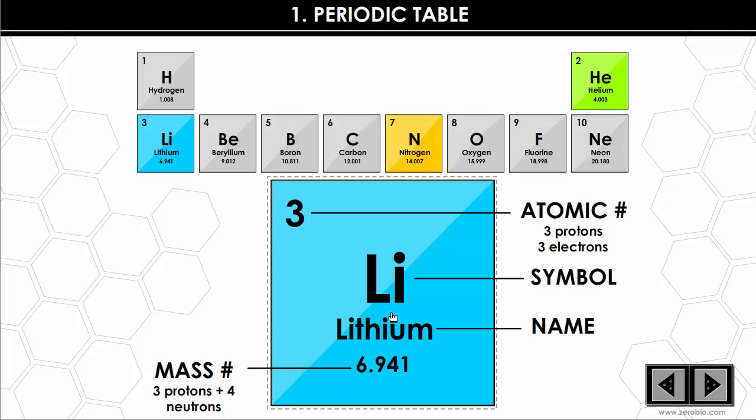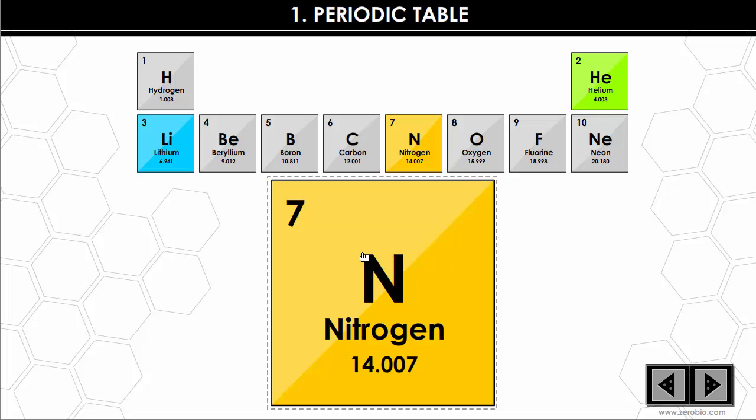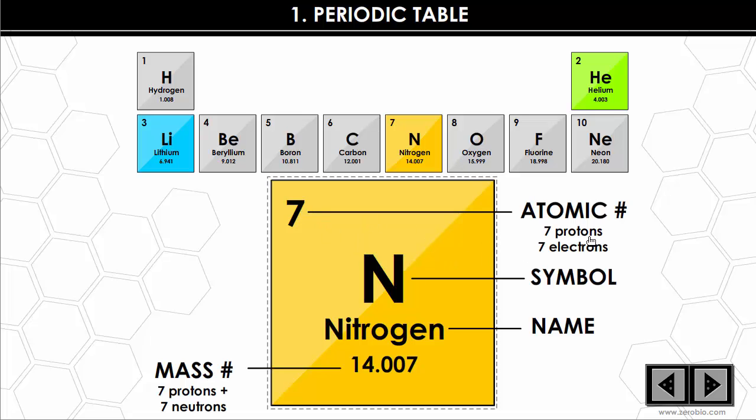So this symbol here, all this information can tell us how many protons, how many electrons, and how many neutrons are in the atom so that we can draw the Bohr diagram. Let's lastly look at nitrogen. Atomic number 7, that means 7 protons, therefore 7 electrons, symbol N, name nitrogen, mass number rounded to 14. The number of neutrons will be the mass number 14 minus the atomic number 7, and that will give us 7 neutrons. So now we know how to calculate the protons, the electrons, and the neutrons as given to us by the information in the periodic table.